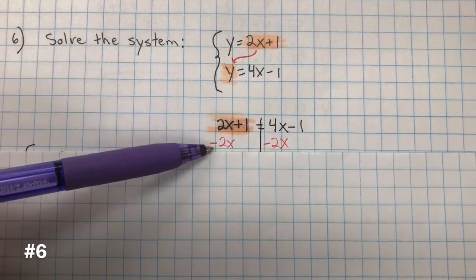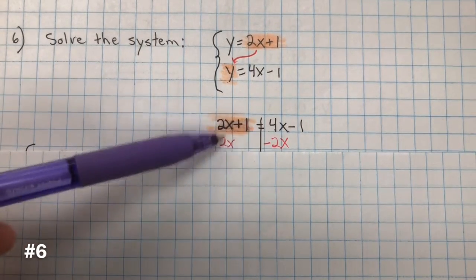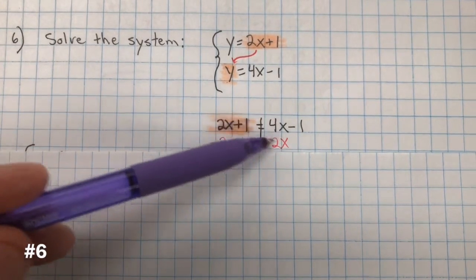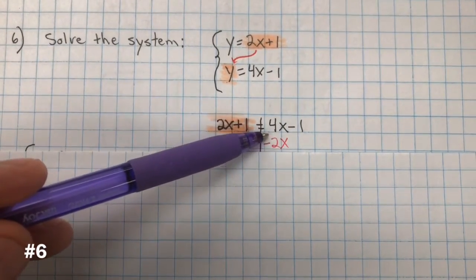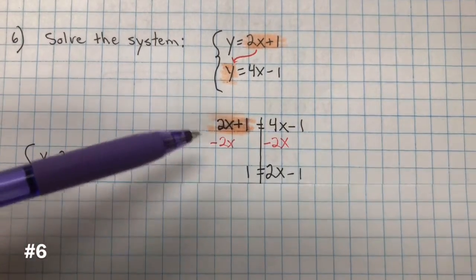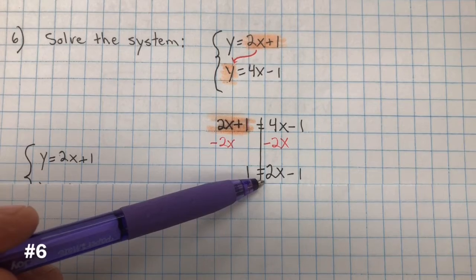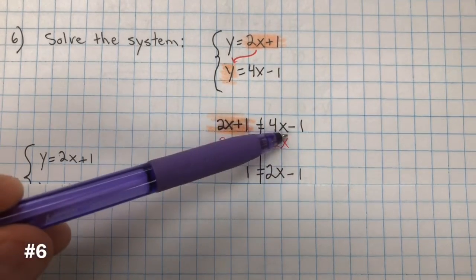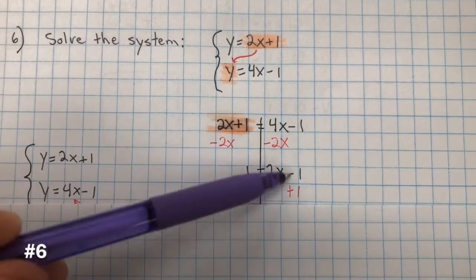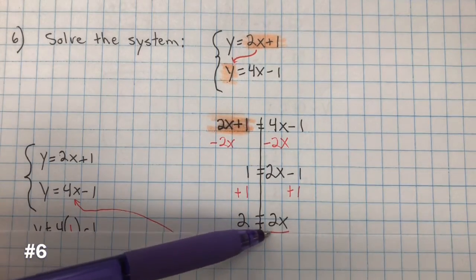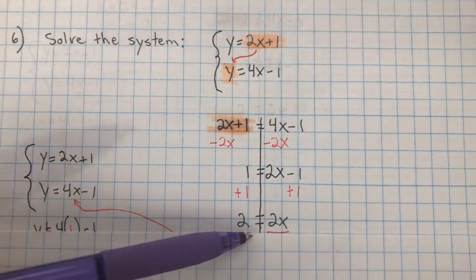Subtract 2x from both sides, get a 0 pair, and I'm subtracting it to the right side because I have more x's, the greater value of x's, on the right side than the left side. 4x minus 2x equals 2x. Now I'm going to add 1 to both sides. Inverse property of subtraction is addition. 0 pair. 1 plus 1 is 2. Now I have 2 equals 2x.